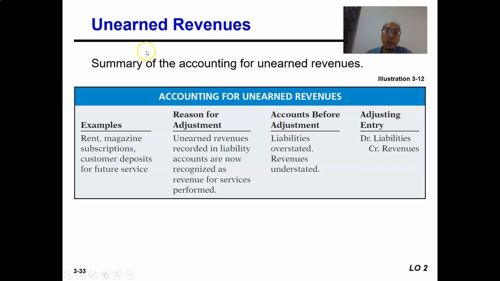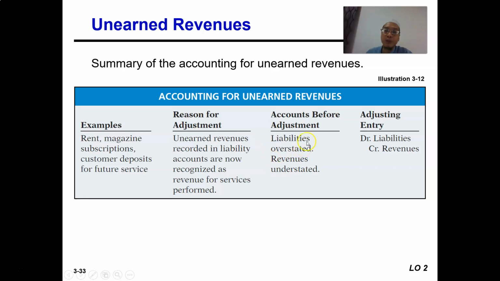Okay, so to summarize unearned revenue, examples of unearned revenue include rent, magazine subscription, and customer deposit for future service. The reason for the adjustment is that unearned revenues recorded in liability accounts are now recognized as revenue for services performed. At the end of a certain period, some of the amount that we originally recognized as a liability has been satisfied. We have done the work for some of the liability, therefore we need to do the adjustment in order to recognize that there's revenue.